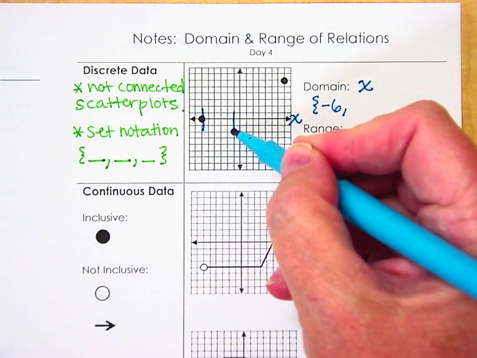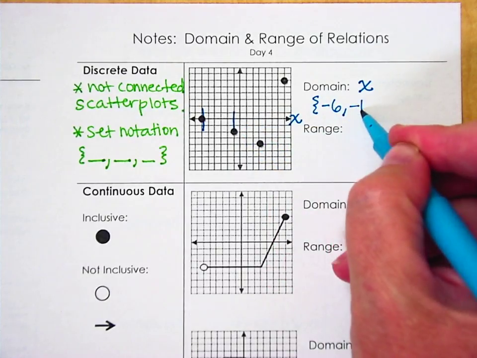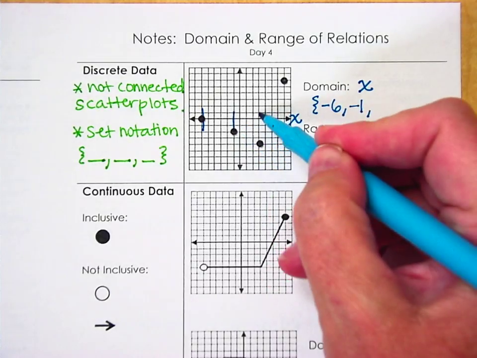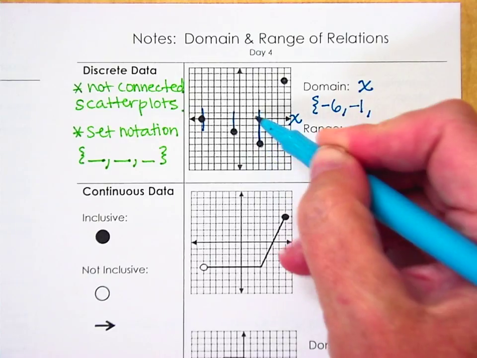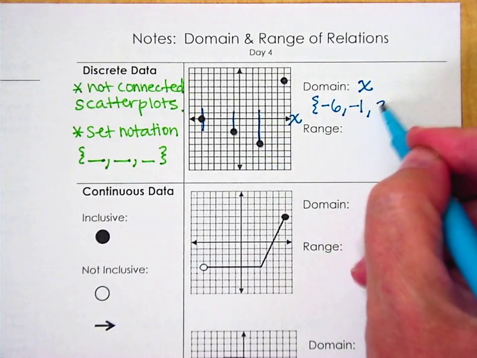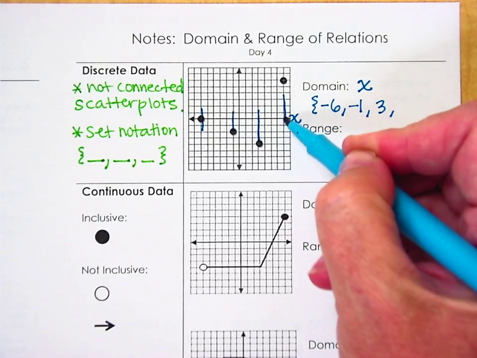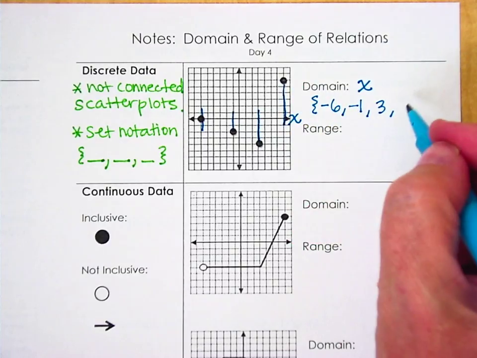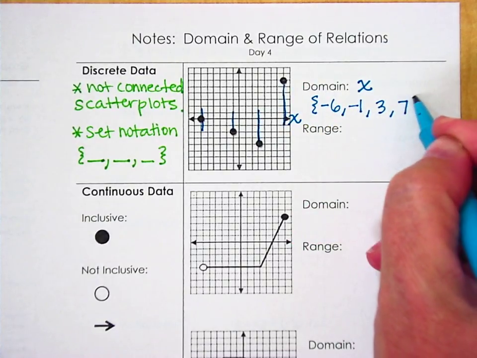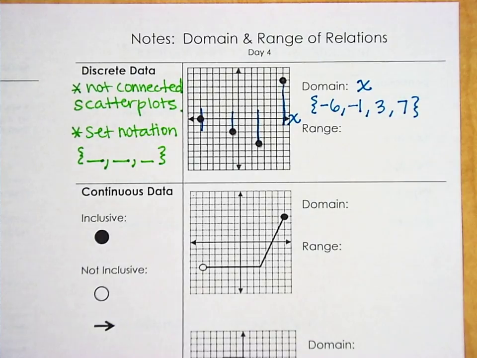The next x value is -1. The next ordered pair, check that one, it has an x value of 3. And the last ordered pair crosses the x-axis at +7. And that's domain. Now let's look at the range.